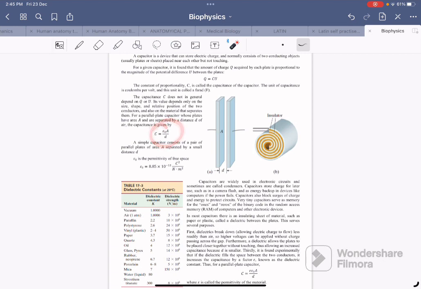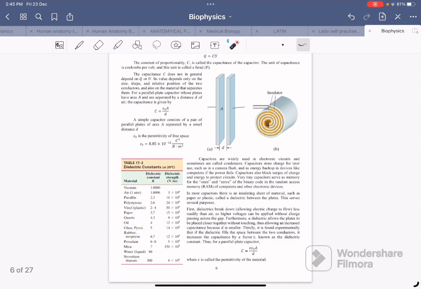So as I said, the capacitance does not, in general, depend on Q or V. Capacitance C does not always depend on the charge of its two plates and the potential difference between the two plates. It majorly depends on the size, shape, and relative position of the two conductors, and also on the material that separates them.